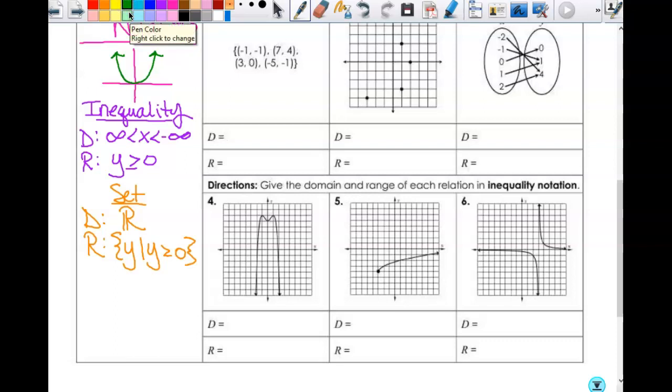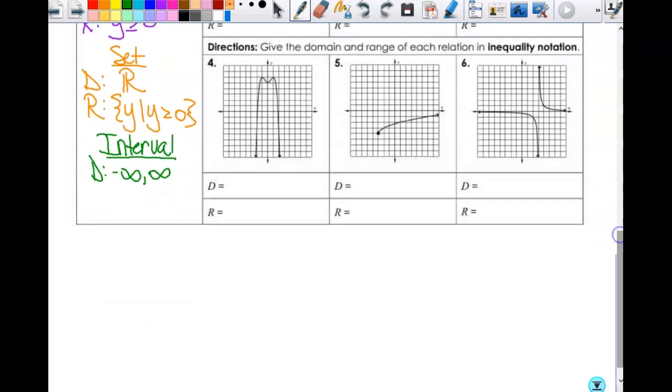Then the last one, the domain, I start way out here, the smallest x value, going to infinity. Do I use infinities? Is infinity included when I do this? No, you never include it because it's not actually a number. So these are parentheses. The range, the smallest y value I have is 0, and then I'm going to go all the way to infinity. Never include the infinity.